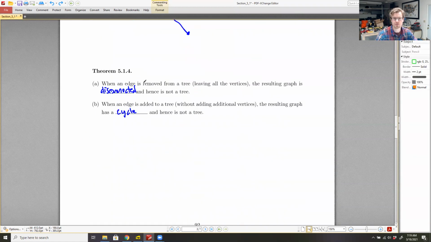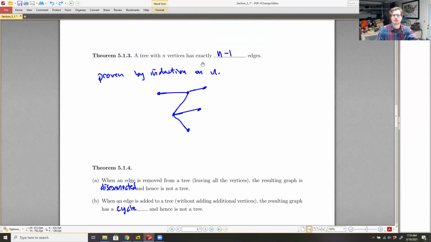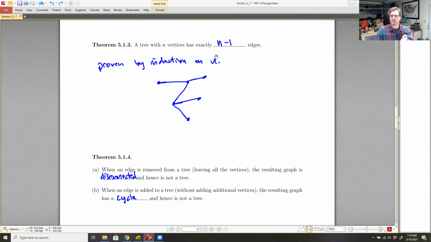So this is that second property here, right? When you remove an edge, it becomes disconnected. When you add an edge, you create a cycle. So, right, that's essentially the same sort of thing we were looking at right here. It has exactly n-1 edges. And these two properties are very, very closely related to one another, of course, because this is saying it has exactly this many edges.